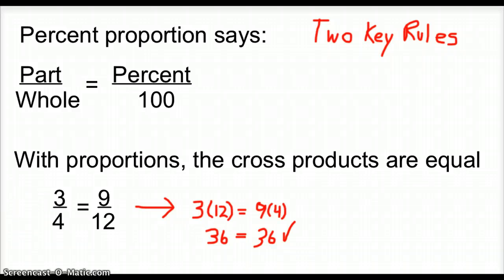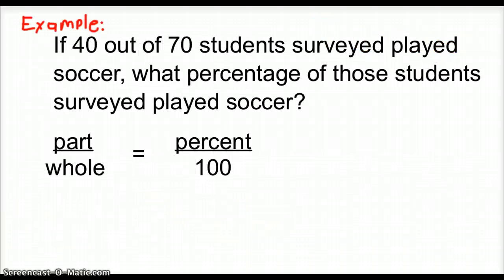Let's look at one example. In this example, the question says, if 40 out of 70 students surveyed played soccer, what percentage of those students surveyed played soccer? So to use this percent proportion, we can just do it like this and say part of the whole. So the part that we're looking at is 40, because 40 people in fact played soccer that were surveyed. The whole, or the entirety of the people surveyed, was 70.